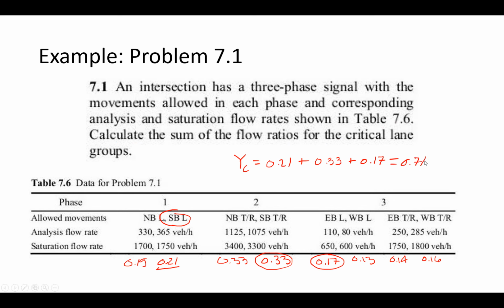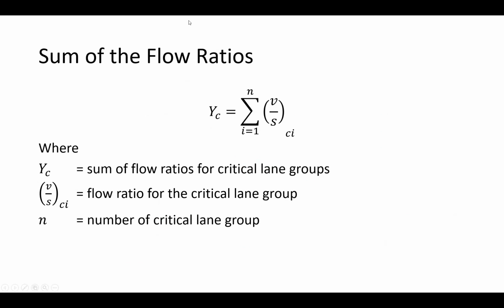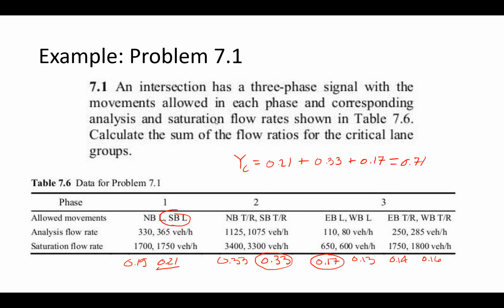There we go. So 0.71 is our Y sub C, right? So if we went back to here, that's what this guy is. So I have taken the volume to saturation rate ratio, which is an indicator of how close to capacity a single movement is. We add up the critical one, which is the highest one for each phase, and add those all together. It gives us this Y sub C. So that's the sum of the flow ratios for the critical lane groups.